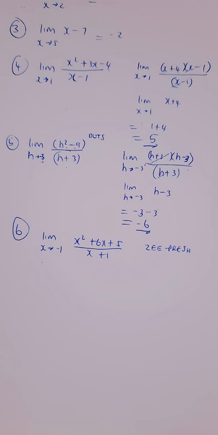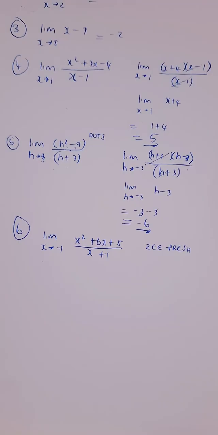Okay, the limit of x squared plus 6x plus 5 over x plus 1 as x tends towards -1. It seems like a common answer has been established by Zpresh.